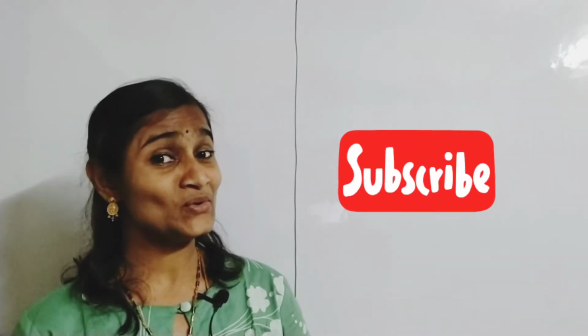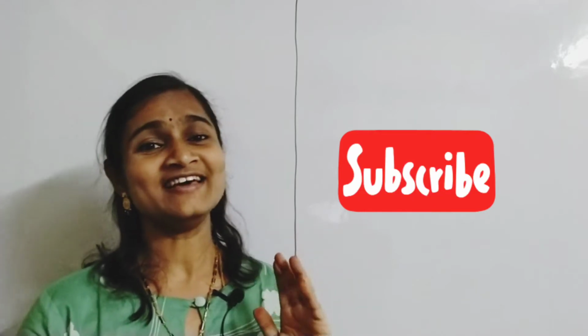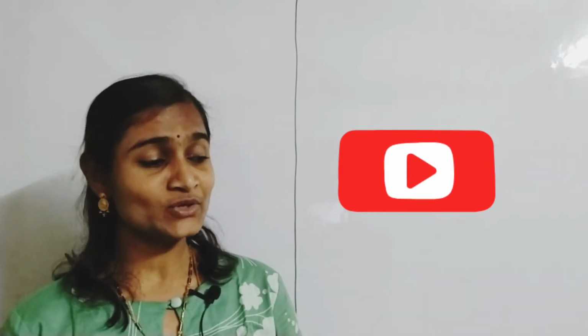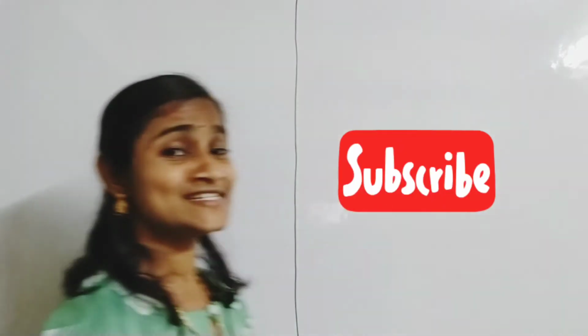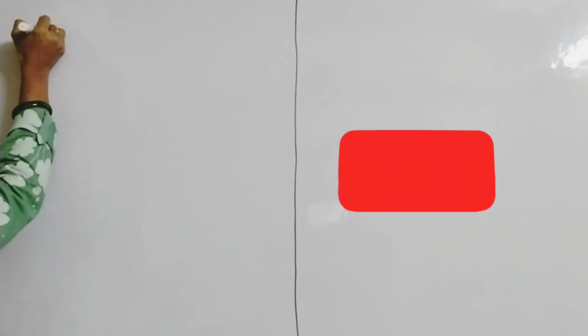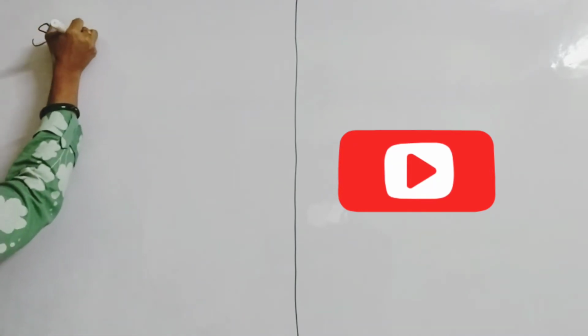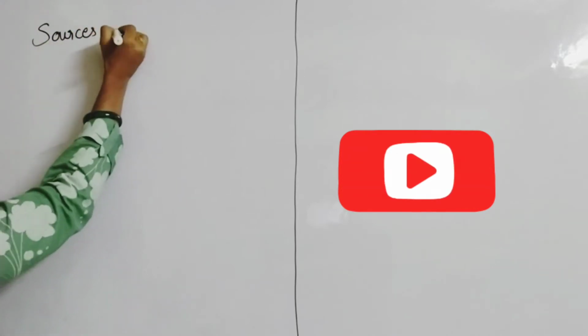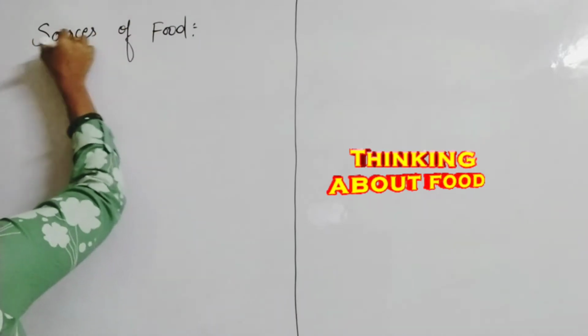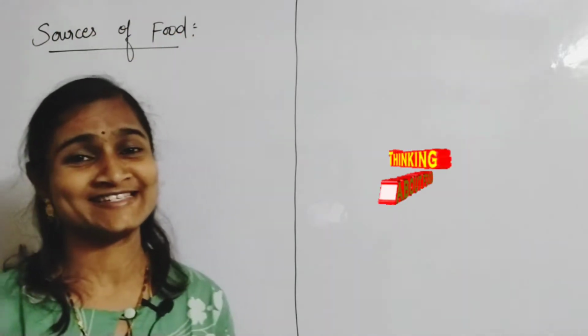Where does it come from? Okay, so without making any delay, even though it is about to be the lunch break, we will go into the topic. So what is the topic for today? The topic for today is food. Where does it come from? Okay, sources of food. Sources of food. Chapter 1 from CBSE class 6.